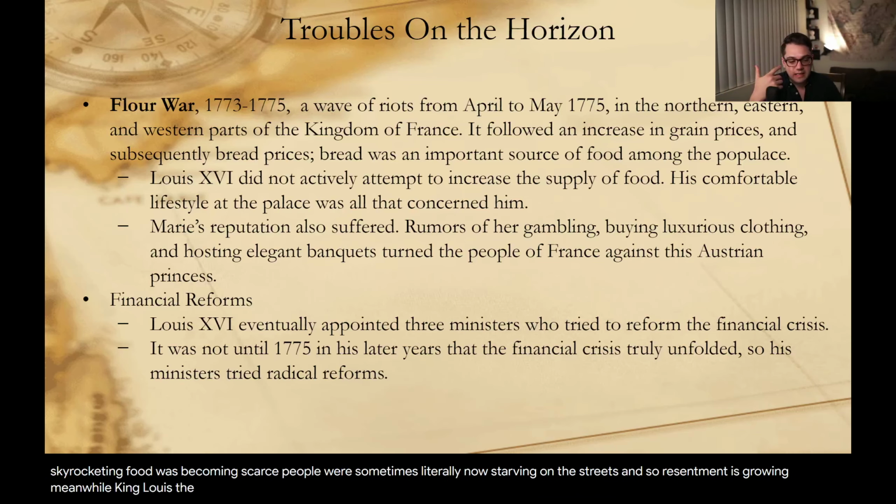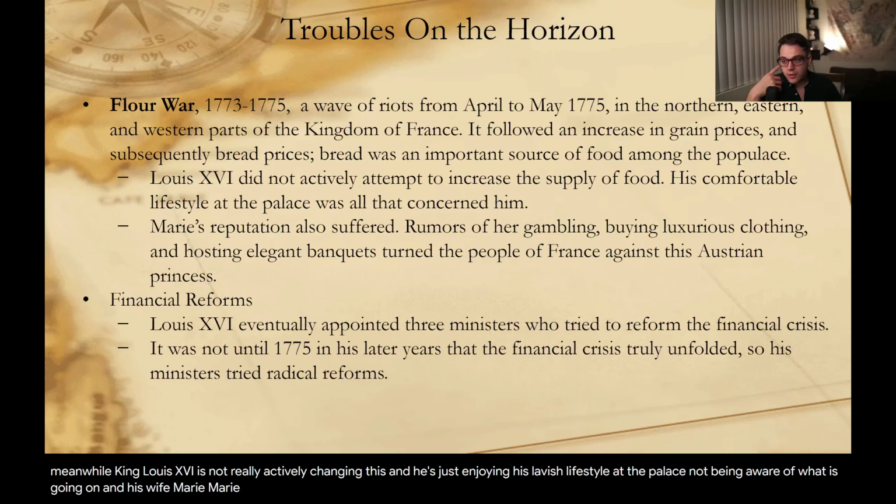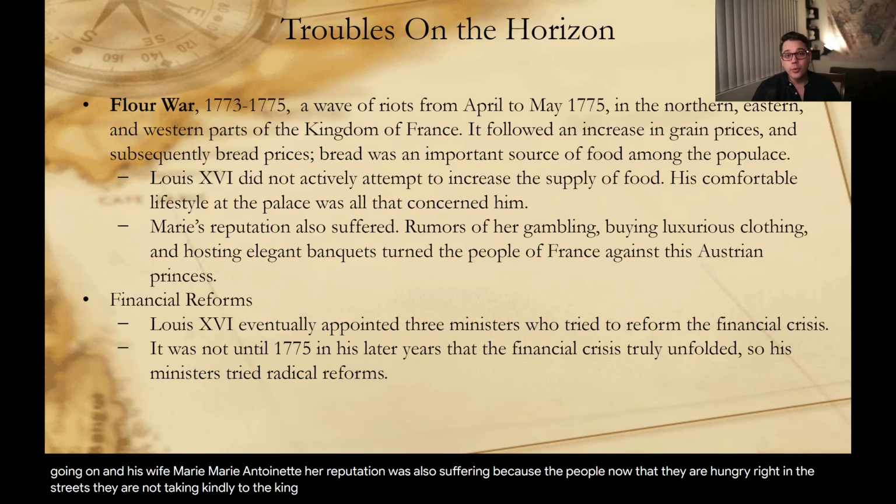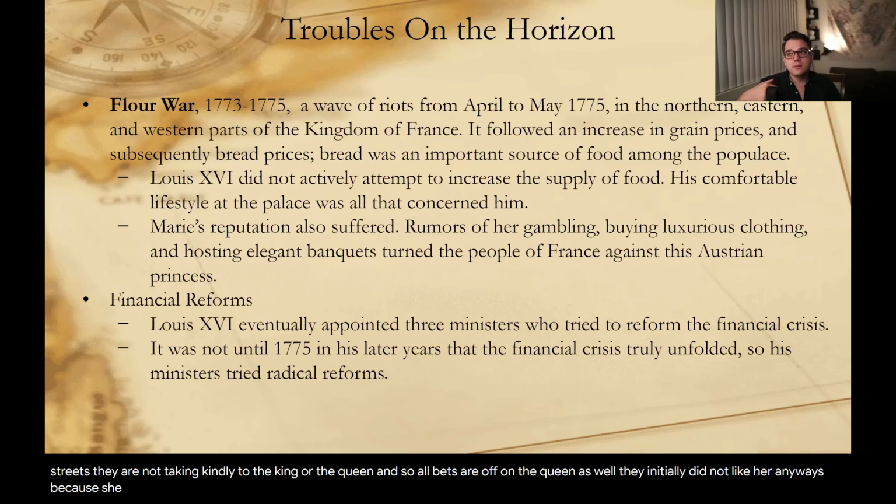Meanwhile, King Louis XVI is not really actively changing this, and he's just enjoying his lavish lifestyle at the palace, not being aware of what is going on. And his wife, Marie Antoinette, her reputation was also suffering because the people, now that they are hungry, right, in the streets, they are not taking kindly to the king or the queen. And so all bets are off on the queen as well. They initially did not like her anyways because she was not of French birth. She was an Austrian, right, by all cases and considerations.